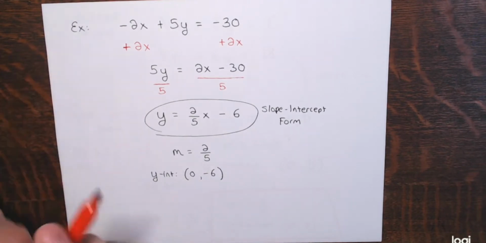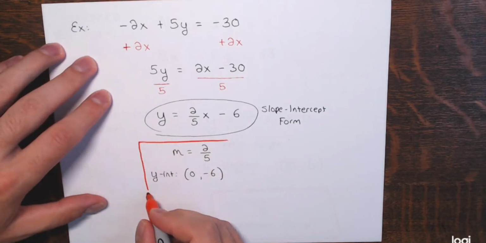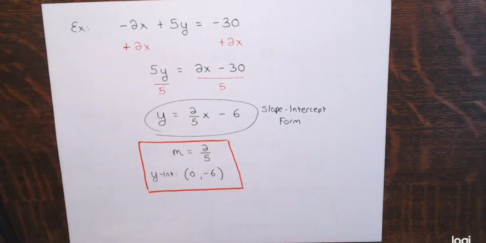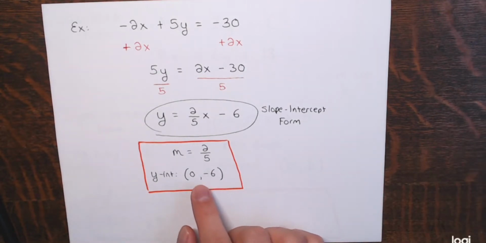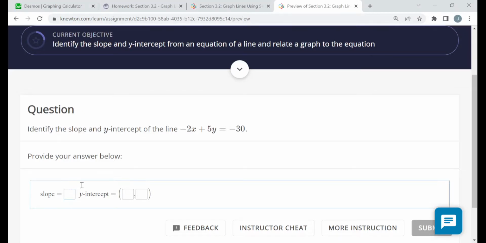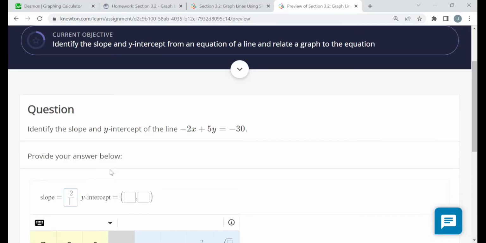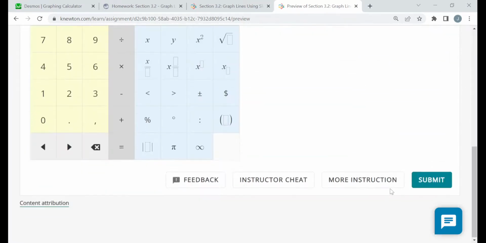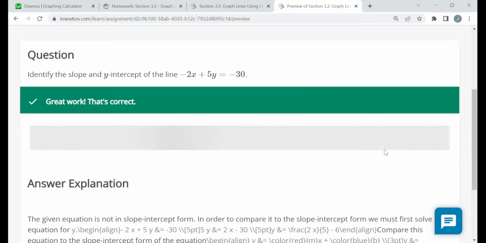And there we have it, right? These are the pieces of information they're asking us for. The slope of the line and the y-intercept. And once again, you can graph this if you wish. Plot the point, right, 0, negative 6, and then use the slope, from that point, go up to right 5, and you'll land at another point, and then you can graph the line, but we're not asked to do that here. Just what's the slope? Positive 2/5, and the y-intercept, x-coordinate 0, y-coordinate negative 6. Right, and submit. Wonderful.